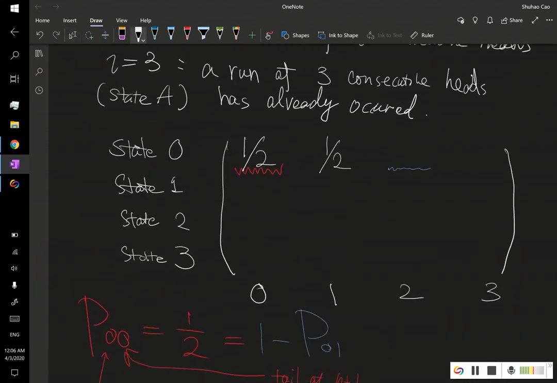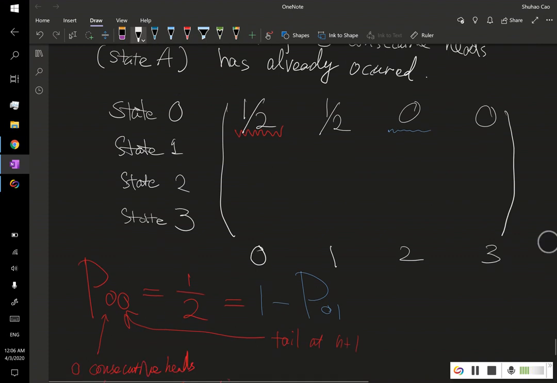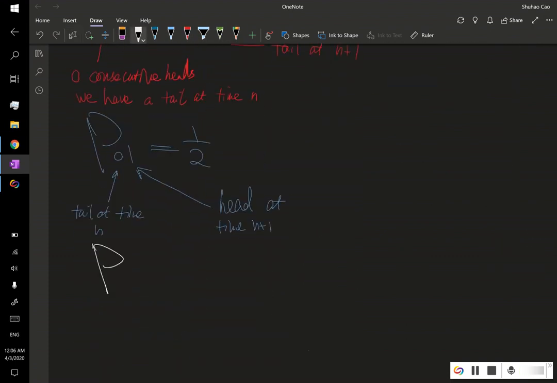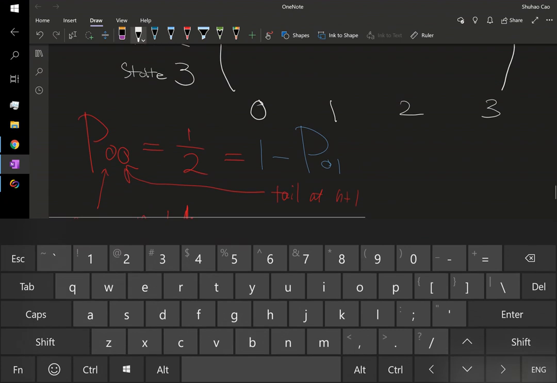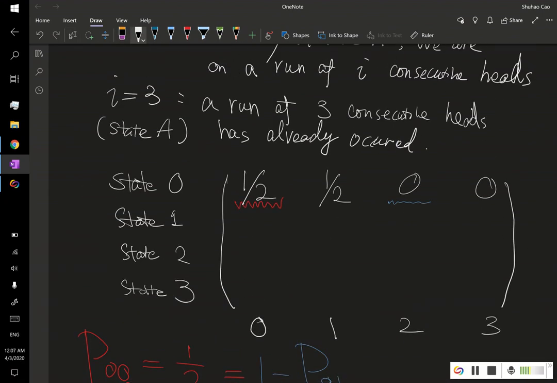And by the way, you guys might already know these two are 0 because the row sum must sum to 1, but let's still try to interpret it. So this one is 0 because we know that here we have tail at time n. And this 2 means we have 2 consecutive heads at time n plus 1. This is impossible because we just flipped a tail. Even if we flip a head at time n plus 1, we only have 1 consecutive head. So we cannot have 2 consecutive heads. And so that's why this is 0.